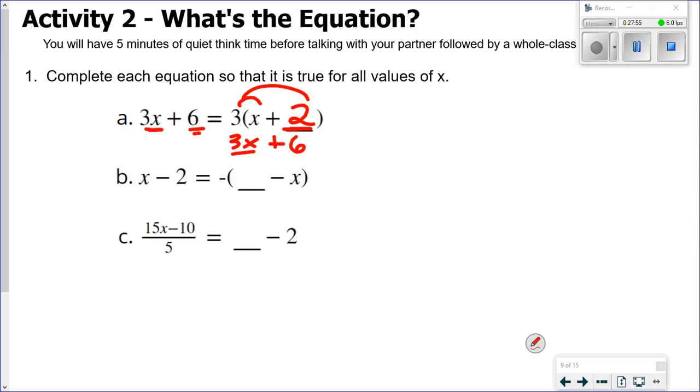I can use that same approach in example B. Even though there's not a number outside of the parentheses, we can do the distributive property with a negative sign. So I'm going to first distribute my negative to x over here. If I take a negative times a negative, I'm going to get a positive x, which now I can see a positive x on the right and a positive x on the left.